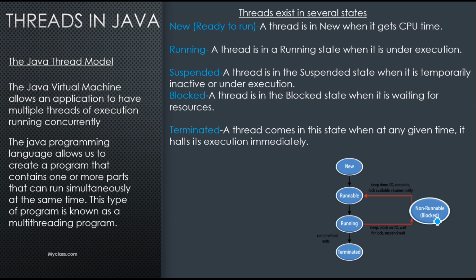So waiting for resources means the blocked state, which is not a runnable state. That means the thread cannot continue its execution because it is waiting for some other resources. After getting the resources, that non-runnable state is converted into the runnable state, and after that it starts its execution. These 5 states are the important states that a thread has: new state, running state, suspended state, blocked state, and terminated state. Now we are going to discuss how a program with threads is written in Java.